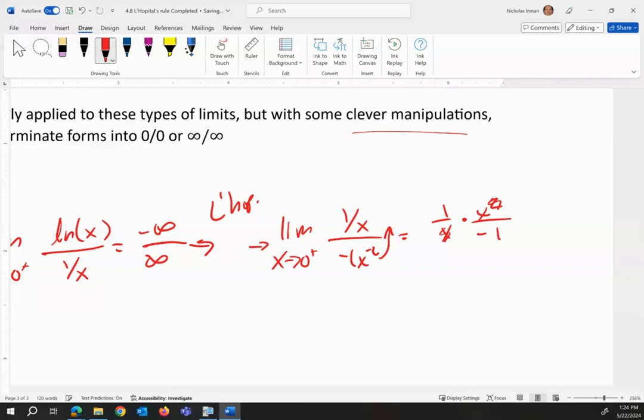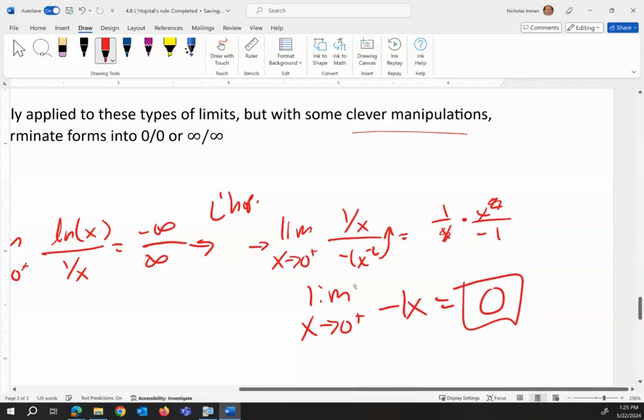The x's can cancel. So this is just the limit as x approaches 0 from the right of negative x, and no more fraction, right? The -1 and the 1 just made a negative. All right, and so this answer is in fact 0.